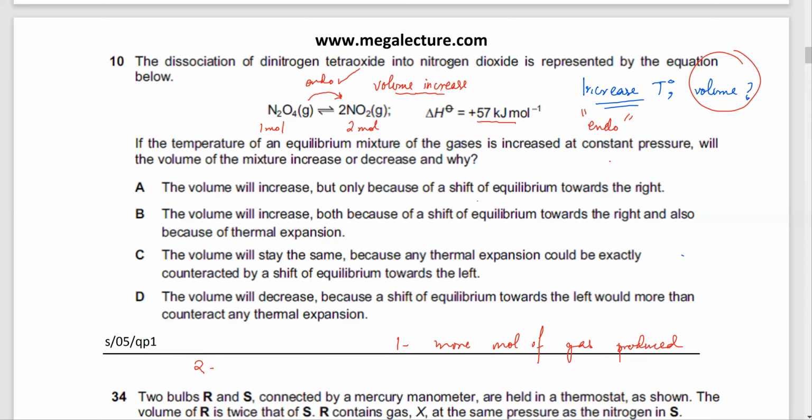Whenever you heat a gas, whenever you increase temperature, there's going to be thermal expansion. We haven't done ideal gases, but from physics, O levels: whenever you increase temperature, gases expand. So there are two reasons. First, more moles of gas are being produced. The second reason is that at a higher temperature, gases would be more energetic. They would break the intermolecular forces and be further apart, and they would expand. So the volume will increase both because of a shift of equilibrium towards the right and also because of thermal expansion. So both reasons are going to be in play.